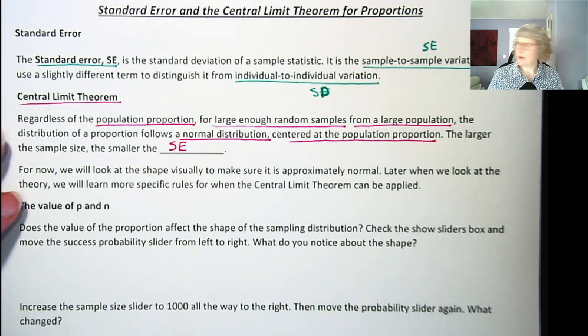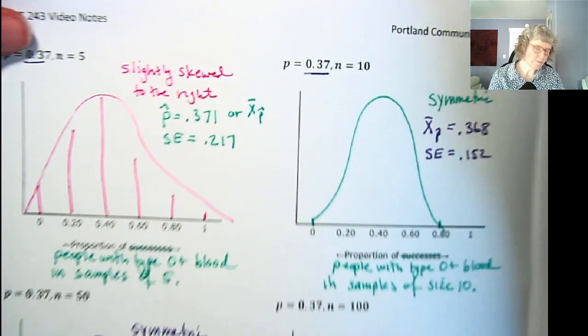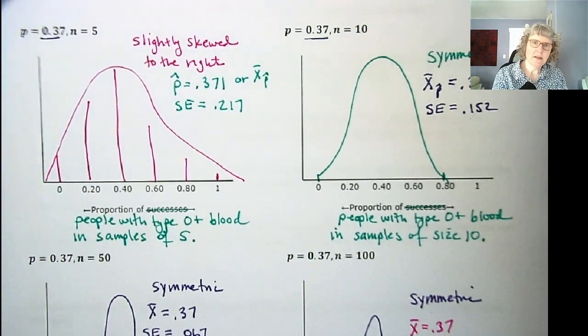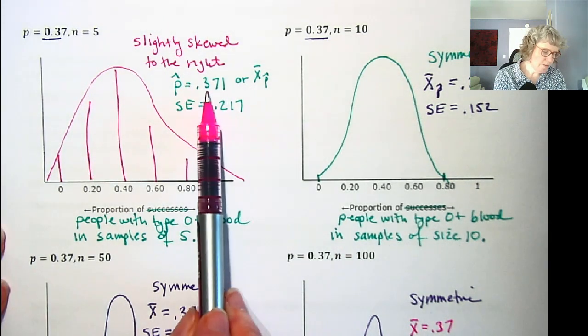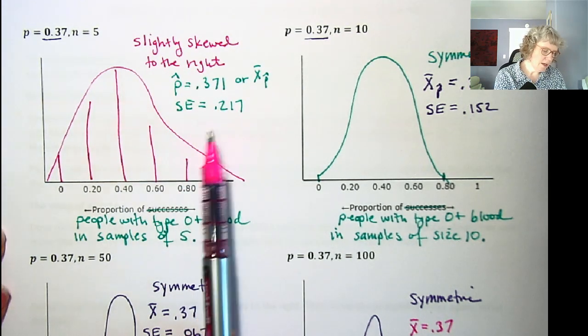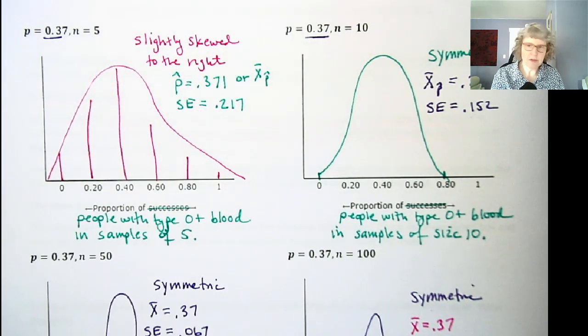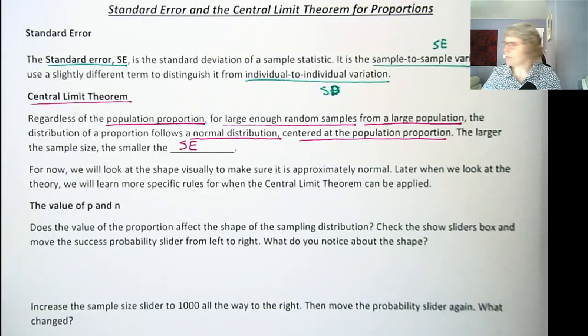If I look at my previous page, we saw that they were still all right about 0.37. They're going to vary a little bit, but they're very close or right on 0.37, and then the standard error went down as our sample size went up. And as soon as we got to 10, it was pretty much a normal distribution shape.